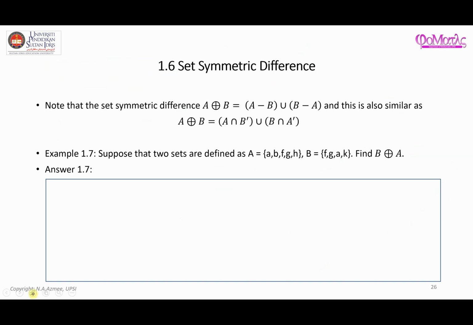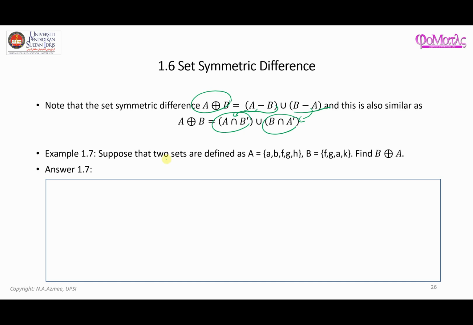Okay, so this is what I have already said to you just now, where the process of symmetric difference between A and B is very simple. It's just having the union process of set difference A and B and set difference B and A. And of course, as you have seen in the previous video, this one here can be represented by this intersection of A and B prime, and this one is the intersection of B and A prime. So this is something that you have already seen in the previous video. Okay, so now let's try to do some simple example here.